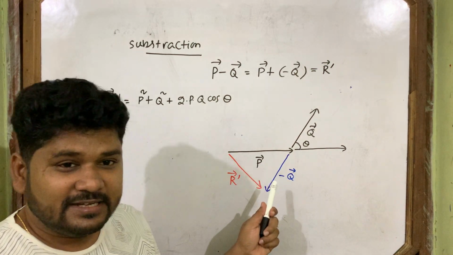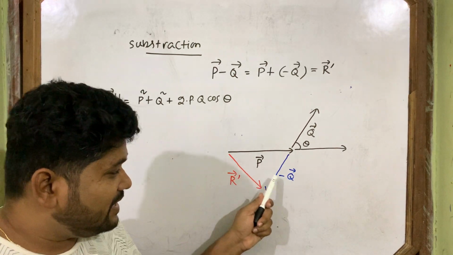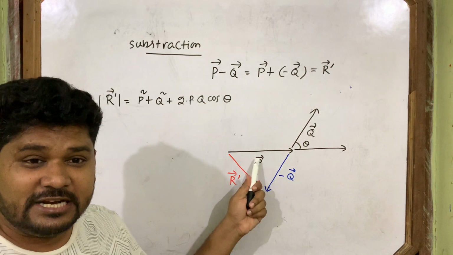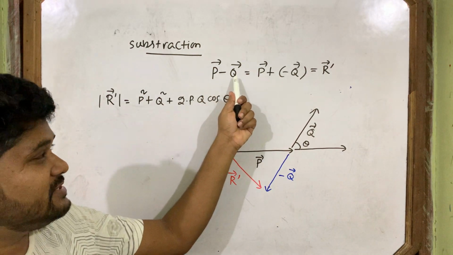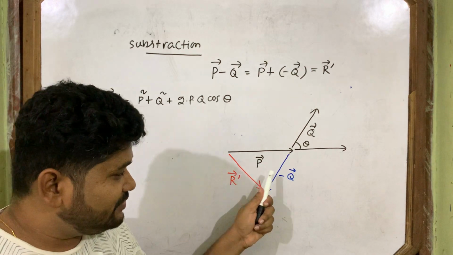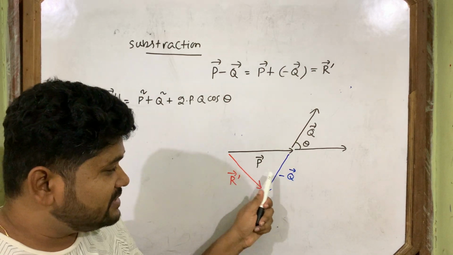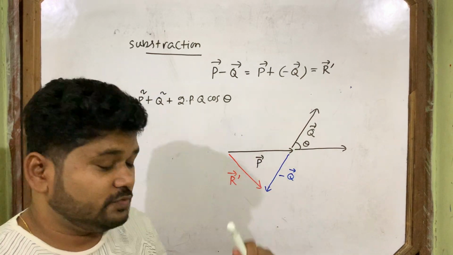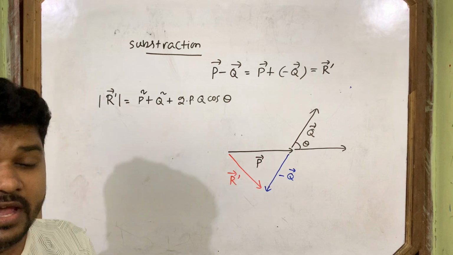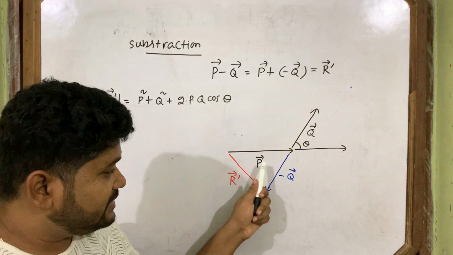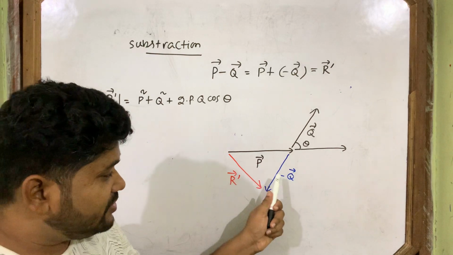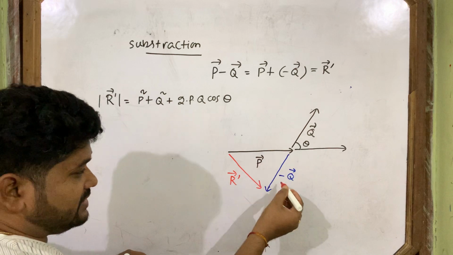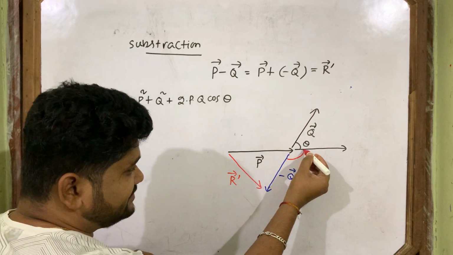Because addition here is done between P and minus Q. Subtraction of P minus Q means addition of P with minus Q. As we are doing addition of P with minus Q, we should take the angle between P and minus Q. We have to take the angle between P vector and minus Q vector. So what is the angle between P and minus Q? You will see this figure, P and minus Q angle is this.